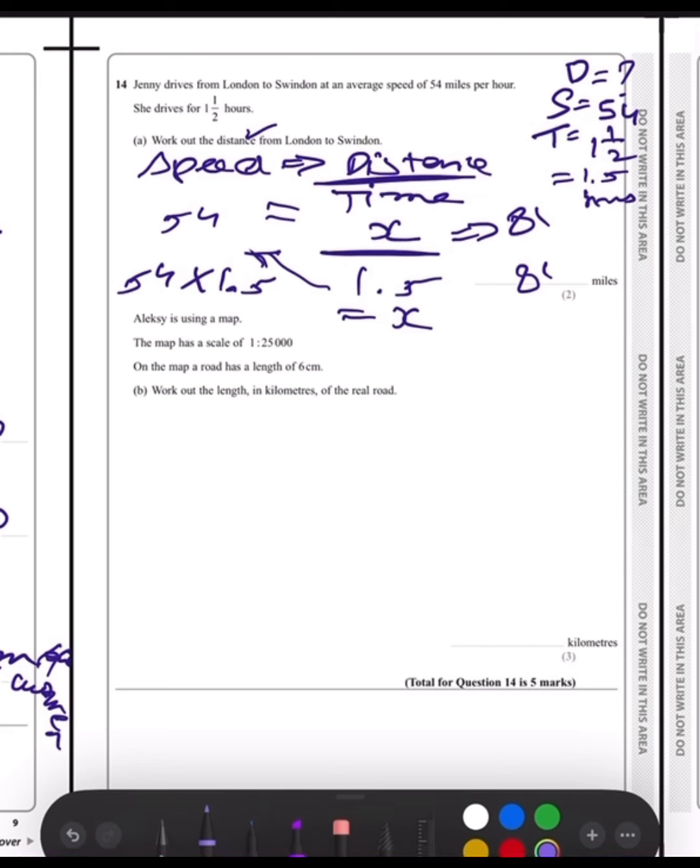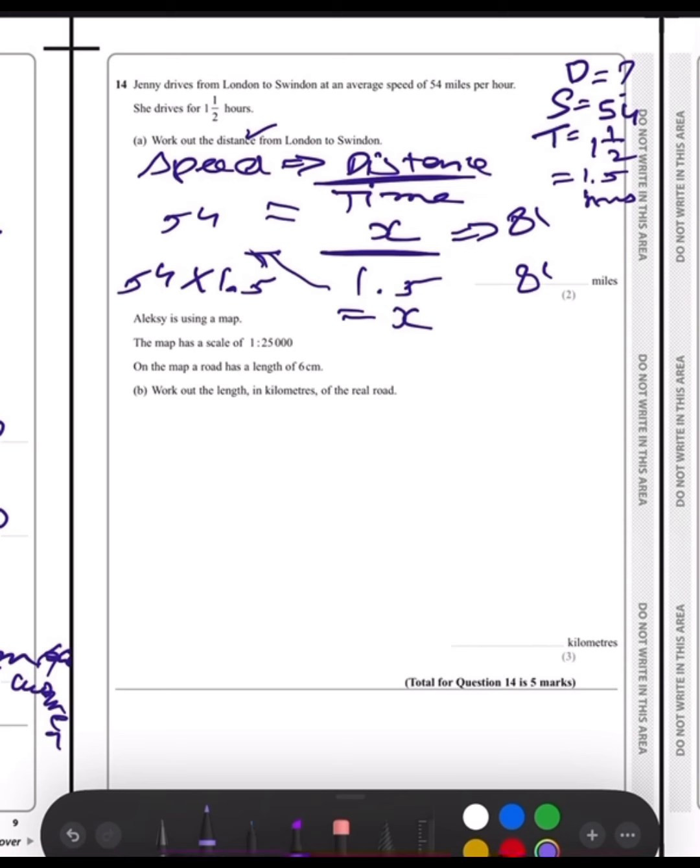Okay. So let's move on to the next question. So Alexei is using a map. The map has a scale of 1:25,000. On the map, a road has a length of 6 centimeters. Work out the length in kilometers of the real road.